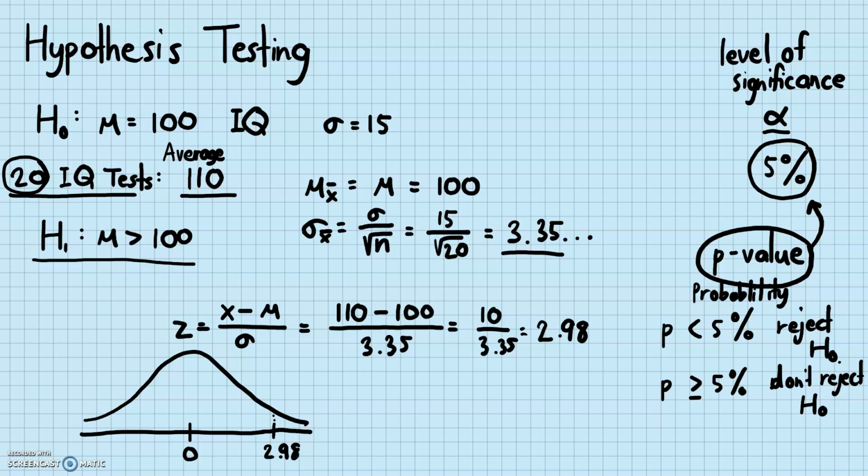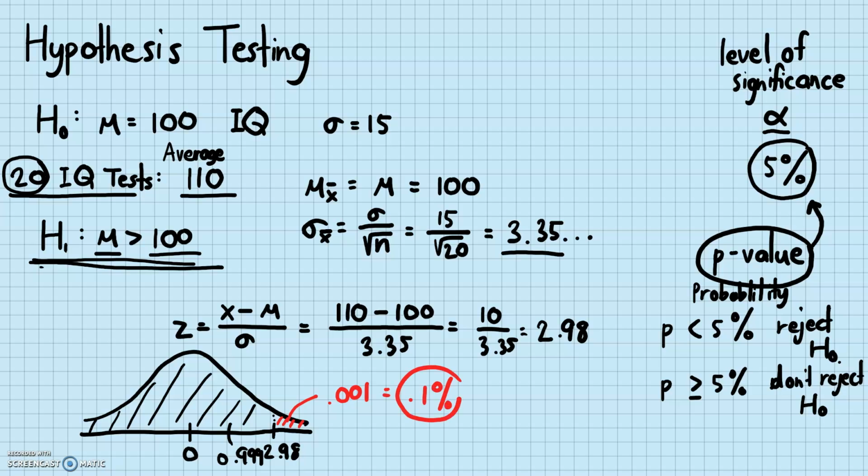That means the area here is 0.999. But if you look at our alternate hypothesis, we are testing whether the mean is greater than the average mean. So we have to look at the opposite side here, the greater than part. This part is going to be 0.001, or 0.1% as a percent. And this is our p-value.